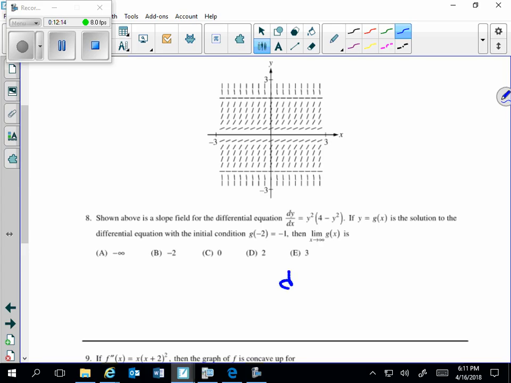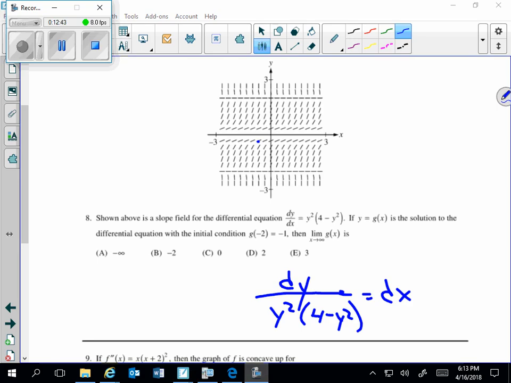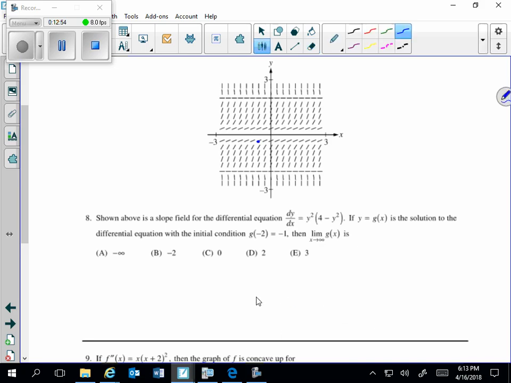Here's what I'm going to do. I have dy over y squared times 4 minus y squared equals dx. And there's my function. G is equal to y. So if I were to plug in or look for my derivative, all right, so looking at this, I'm going to change my thought process. Don't see a way of finding the integral of that very nicely. So let's go back and look at the other dy dx.